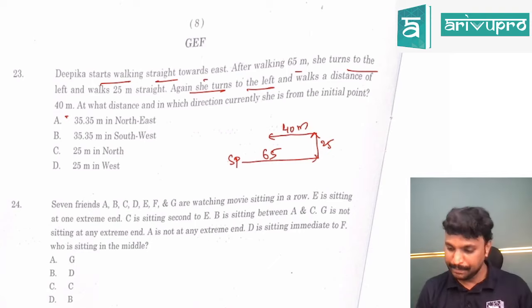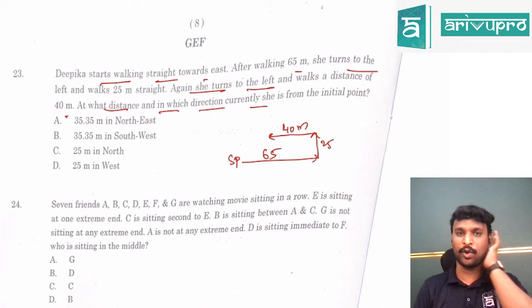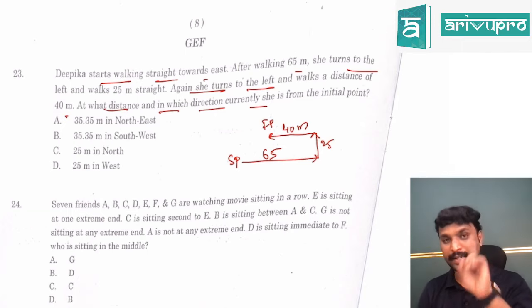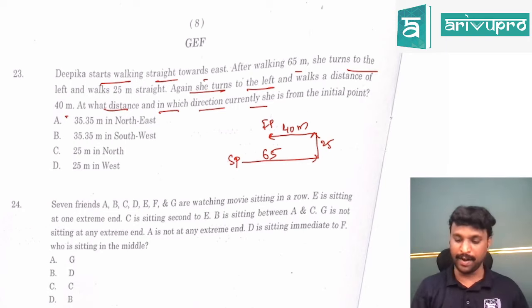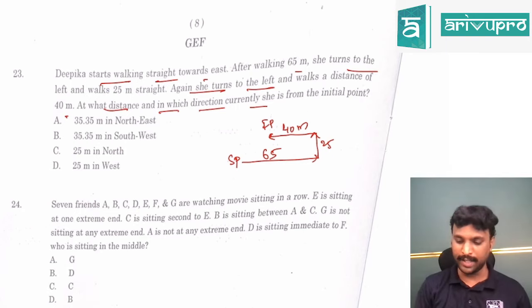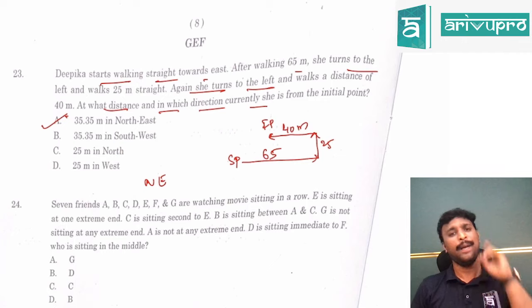Now that's it. At what distance and in which direction currently she is from the initial point? Starting point has already been marked. This is the final point. Have a look, guys. They have asked the distance and also the direction. From the starting point, the final point is upward and to the right, so northeast. So we got to know it is northeast. Guys, there is only one option where there is a northeast, so option A you can take, but still, how to find the distance?